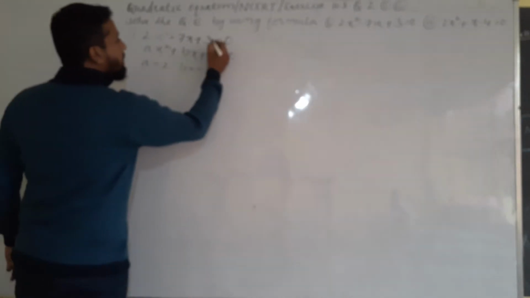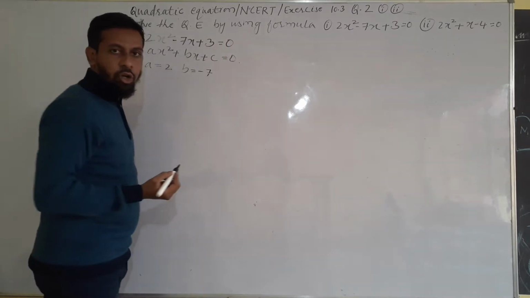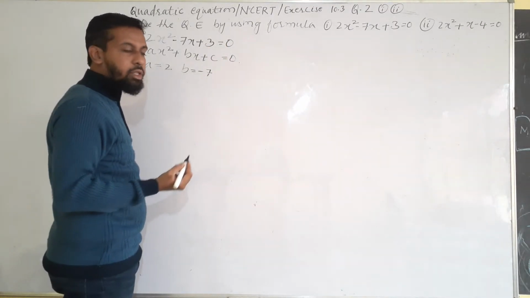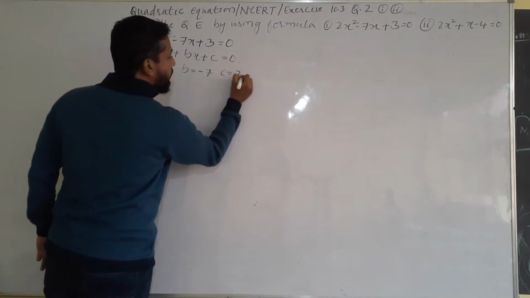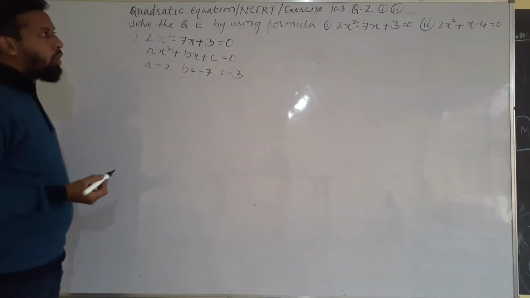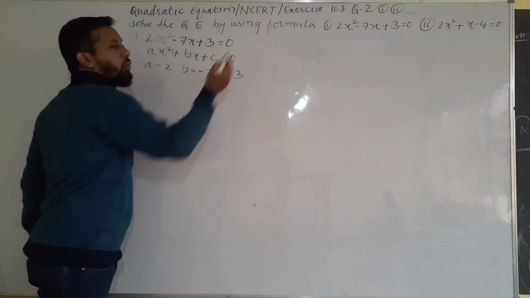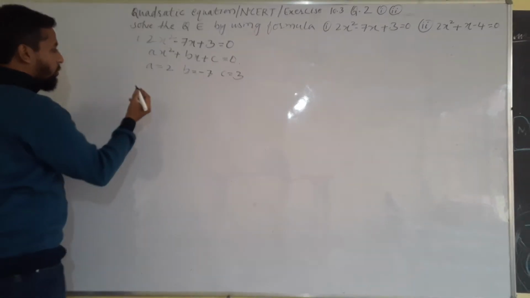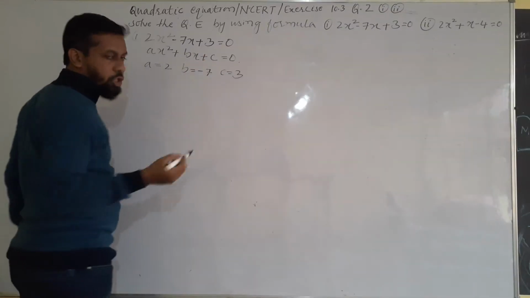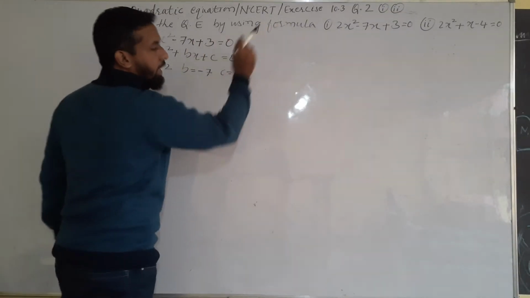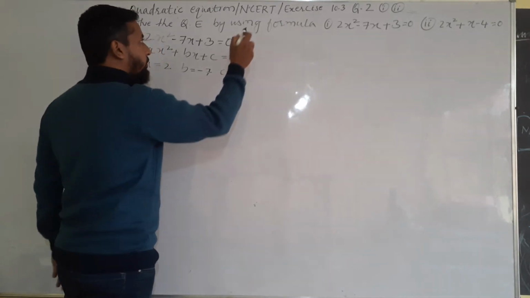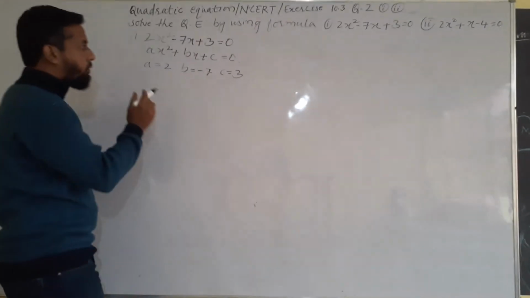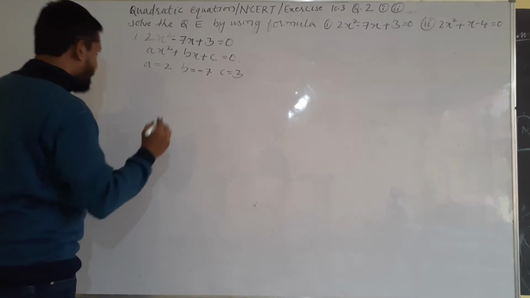and the last value is the constant, that is c. c is equal to 3. Now using formula means we have to use the formula. Which formula? Sometimes in the question he will ask by using quadratic formula. Sometimes he will say only formula. If he says formula or quadratic formula, you have to go by this method only.